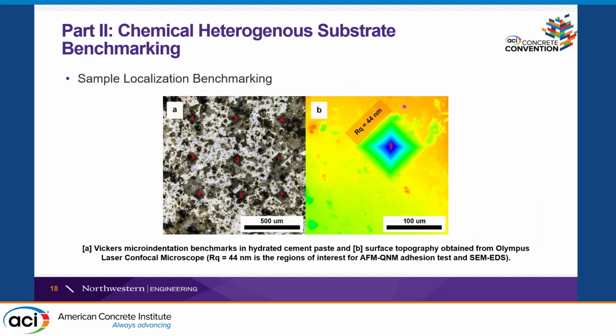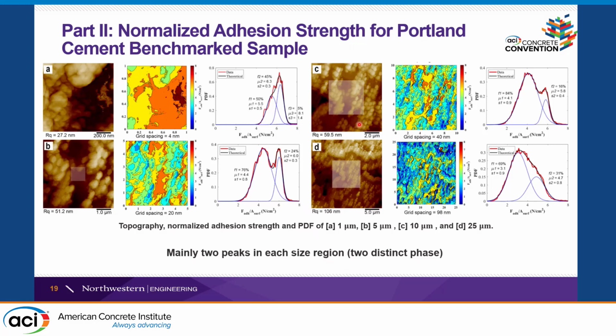But I need to take both measurements in the same area, and that's the reason I use my second bachelor's degree, in surveying, and I made some benchmarking on the system to know the reference for the measurements that we will do in the atomic force microscopy and the SEM-EDS. So I measure the surface roughness near the benchmarking, and then I go to the AFM to a region near that benchmark and get the distribution of adhesion strength for different sizes of the scan.